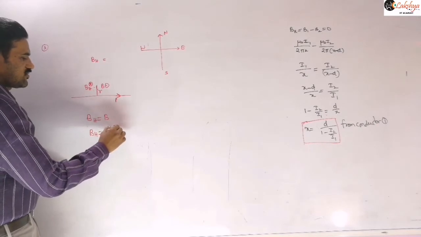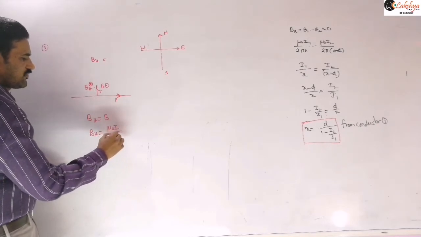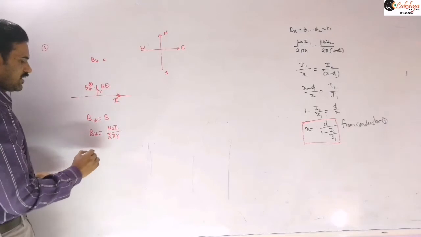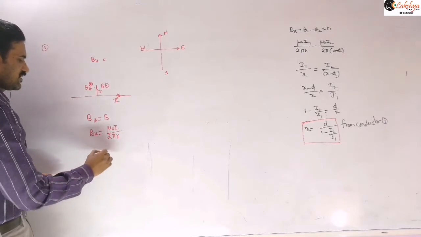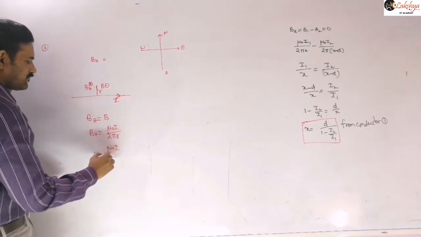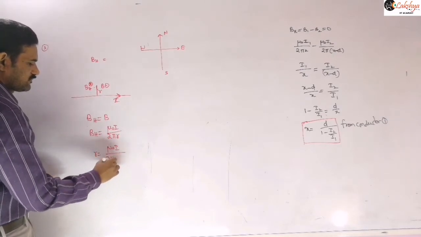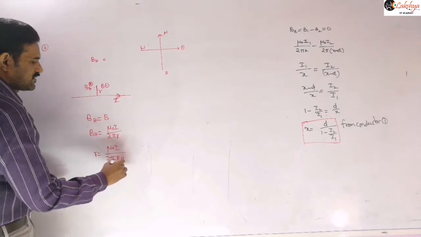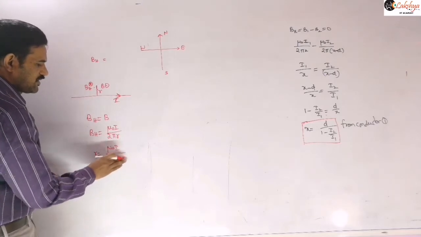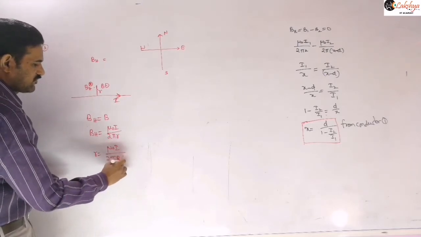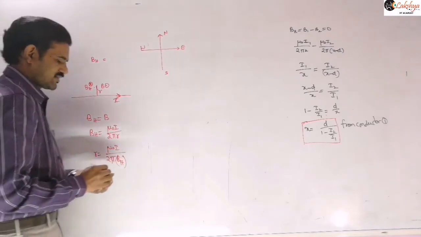So we need to write B as mu naught I by 2 pi r, and therefore this r value you can write as mu naught I by 2 pi into BH. So that is the case here. B suffix H indicates it's the horizontal component.